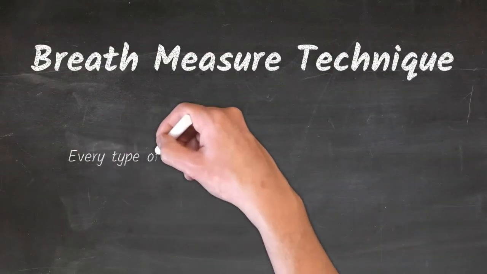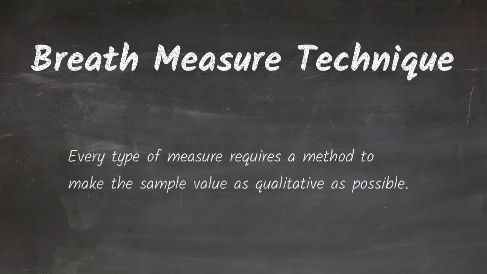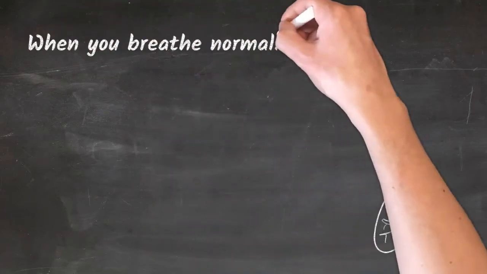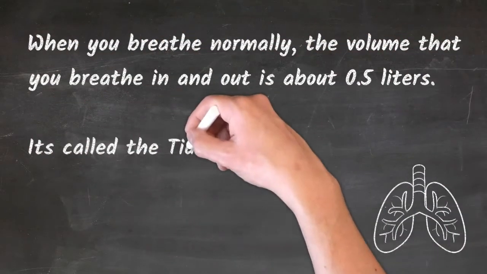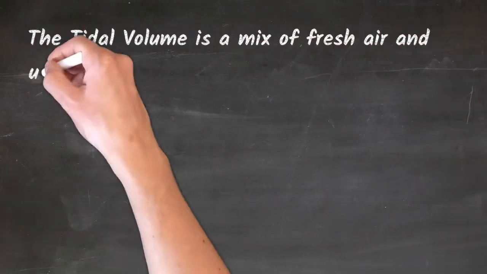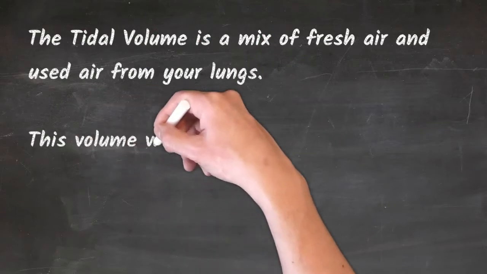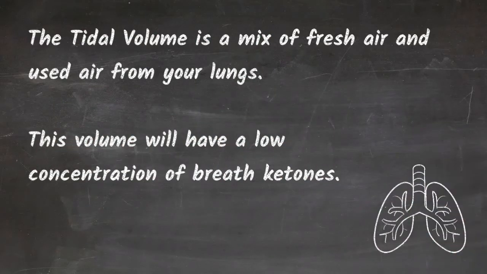Breath measure technique. Every type of measure requires a method to make the sample value as qualitative as possible. When you breathe normally, the volume that you breathe in and out is about half a liter. It's called the tidal volume. The tidal volume is a mix of fresh air and used air from your lungs. This volume will have a low concentration of breath ketones.